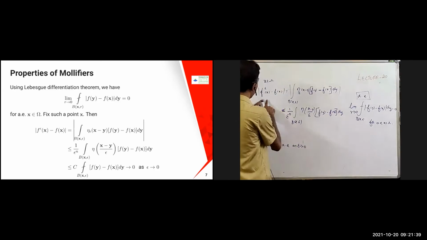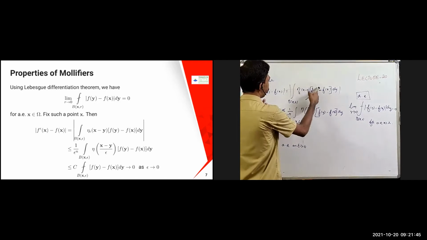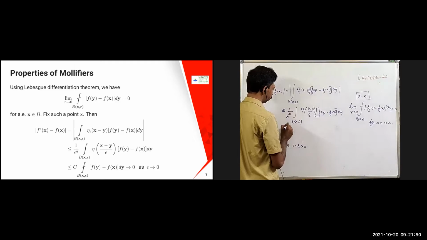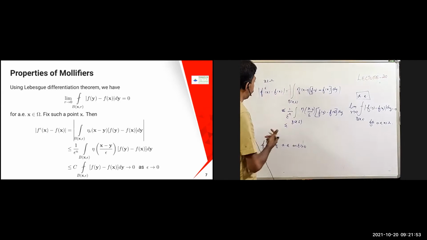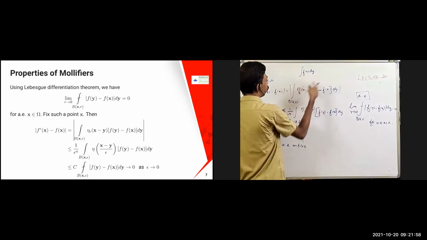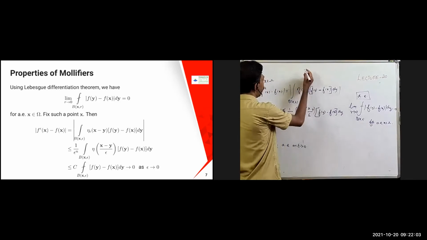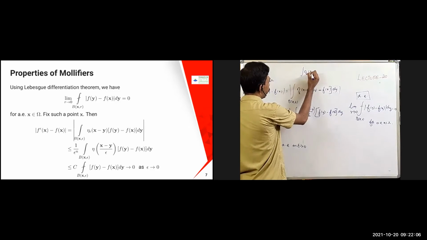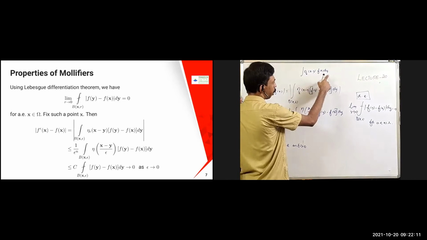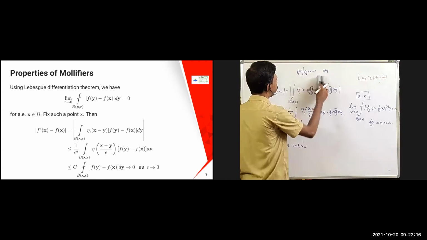So this part is clear, because the definition of f epsilon is eta epsilon of x minus y, f of y dy. Now how come this is true? So I can write f of x dy. Let me check whether it is true or not. If I take eta epsilon of x minus y into f of x dy, the integration is with respect to y only. Therefore, I can take f of x outside.